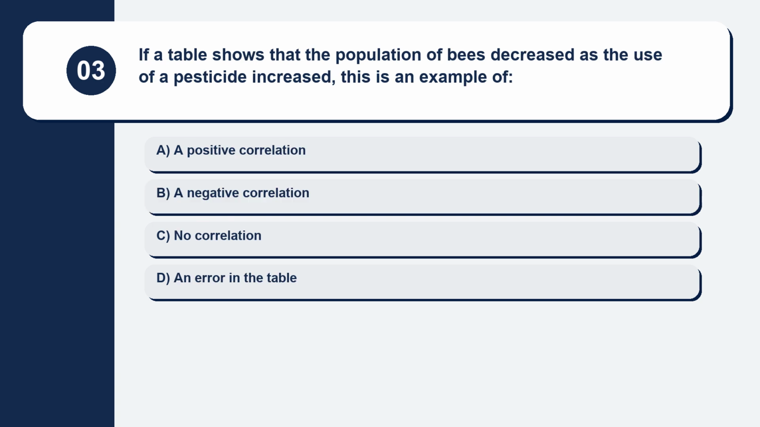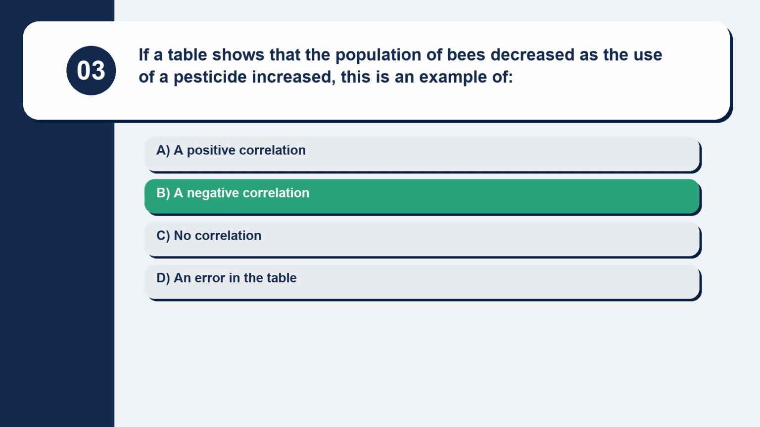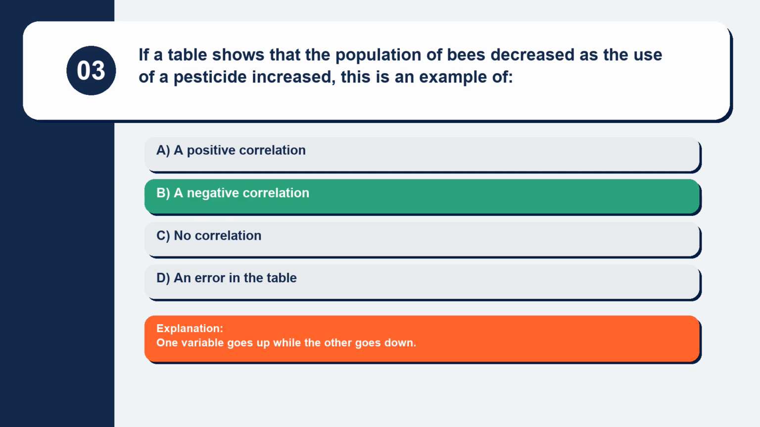Question 3. If a table shows that the population of bees decreased as the use of a pesticide increased, this is an example of a positive correlation, a negative correlation, no correlation, an error in the table. One variable goes up while the other goes down.